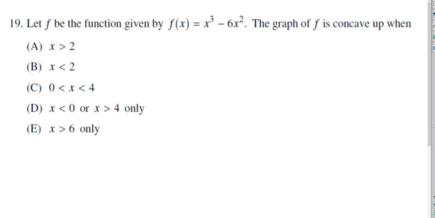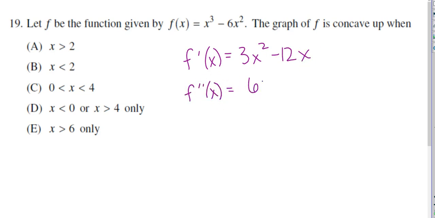Okay, we have f of x as this cubic function. We want to know when f is concave up. So for concavity, check the second derivative. First derivative is 3x squared minus 12x. Second derivative is 6x minus 12. Set that equal to 0. Let's solve by factoring.